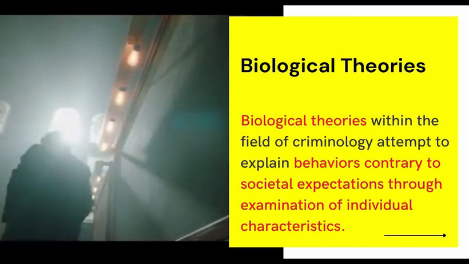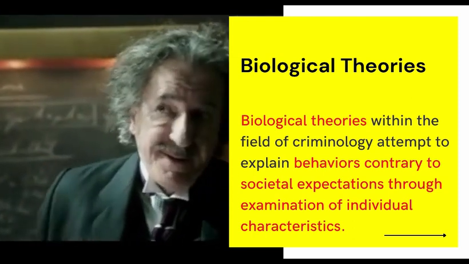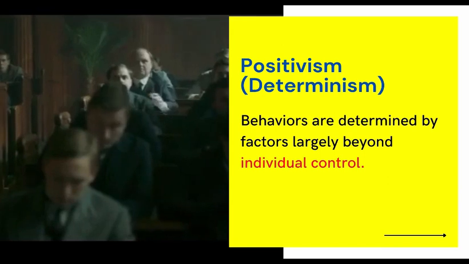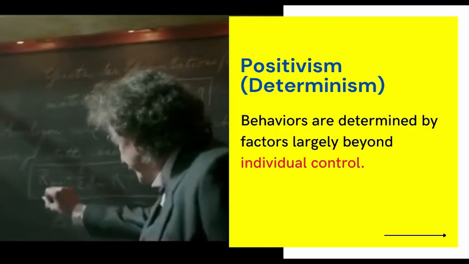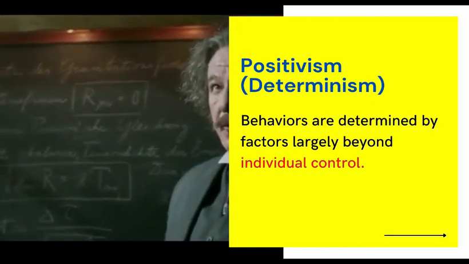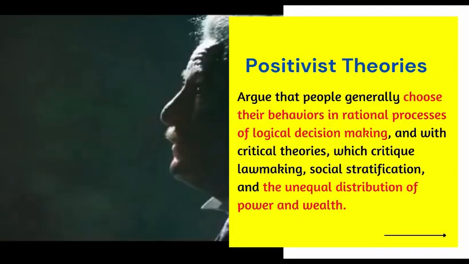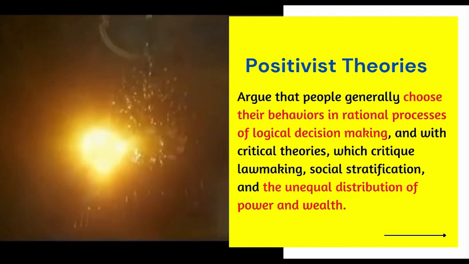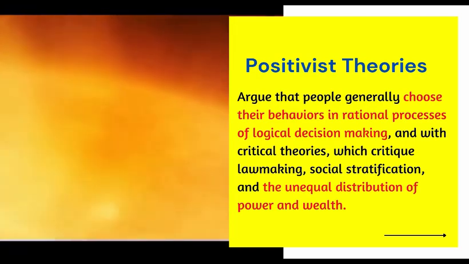Biological theories. Biological theories within the field of criminology attempt to explain behaviors contrary to societal expectations through examination of individual characteristics. These theories are categorized within a paradigm called positivism, also known as determinism, which asserts that behaviors, including law-violating behaviors, are determined by factors largely beyond individual control. Positivist theories contrast with classical theories, which argue that people generally choose their behaviors in rational processes of logical decision-making, and with critical theories, which critique lawmaking, social stratification, and the unequal distribution of power and wealth.